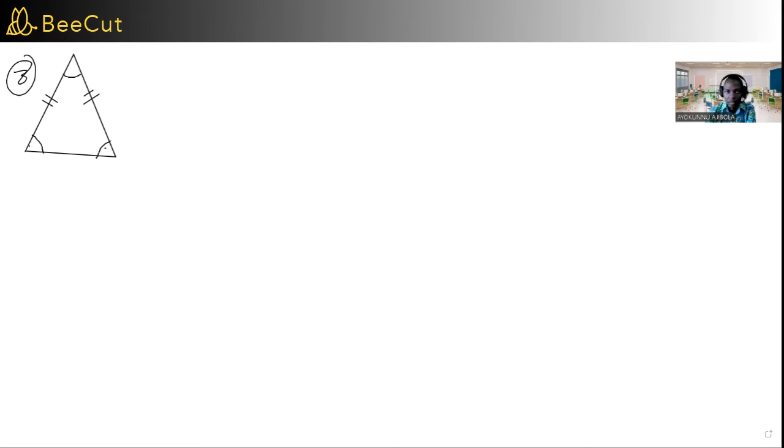We have 80 at the top, then x and y. So this is 80 degrees here. I have 80. Then I have this place to be x, or this place to be y. So I'm looking for x and y. The first thing to take note of is x equals y. So I can call them x and x.